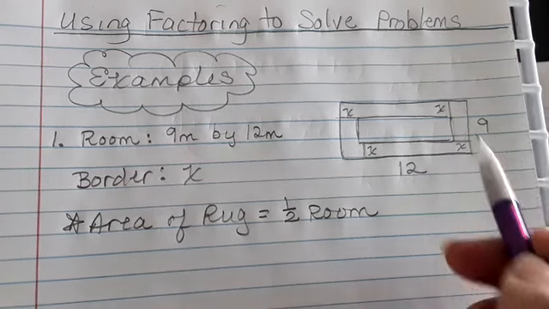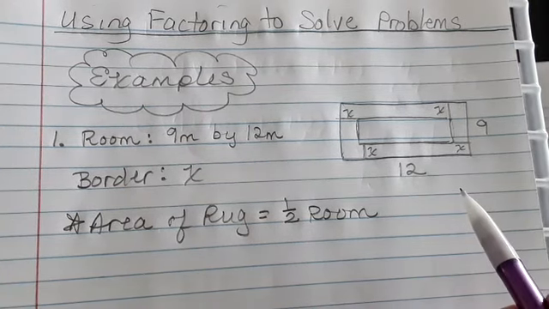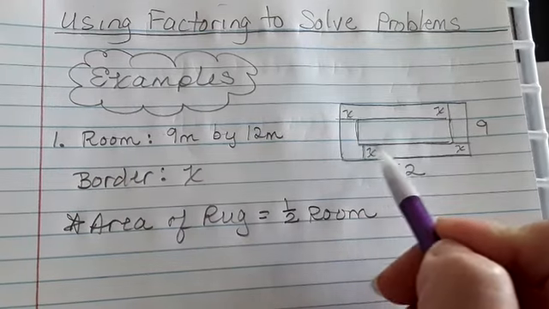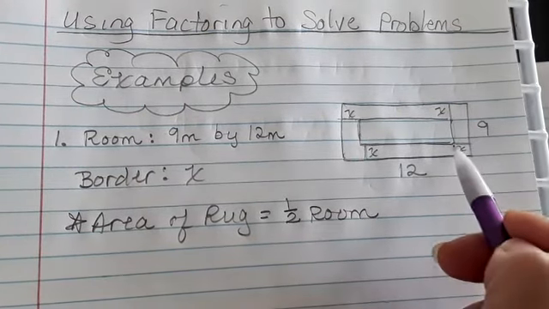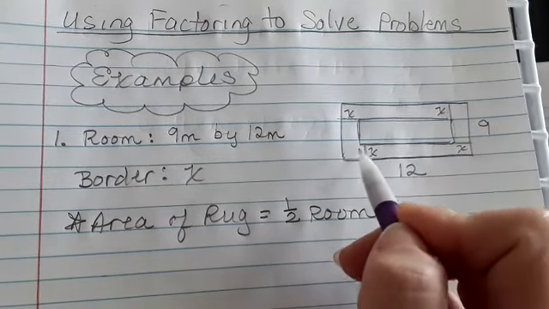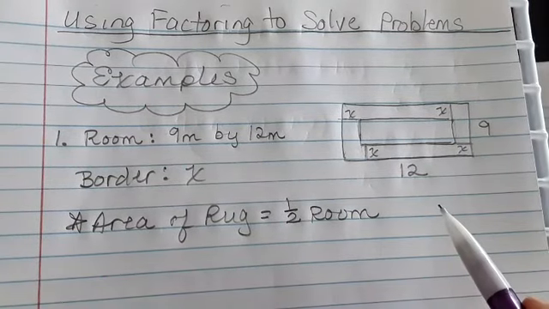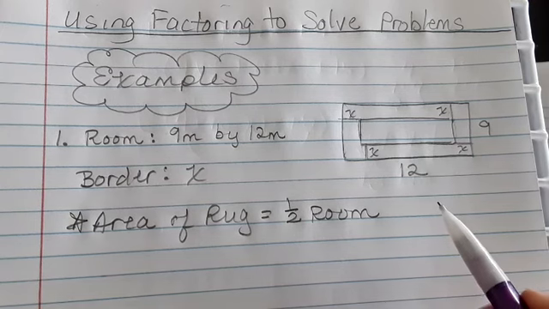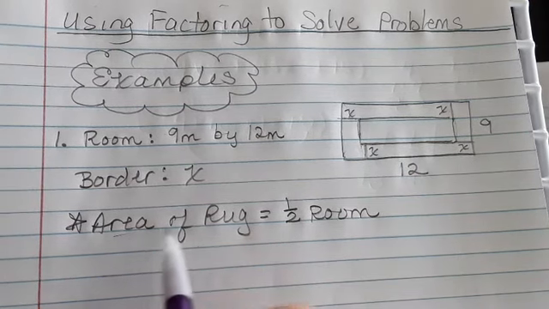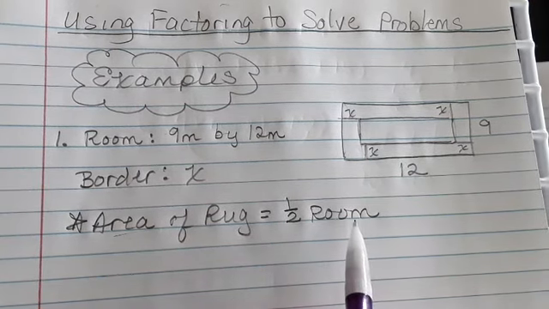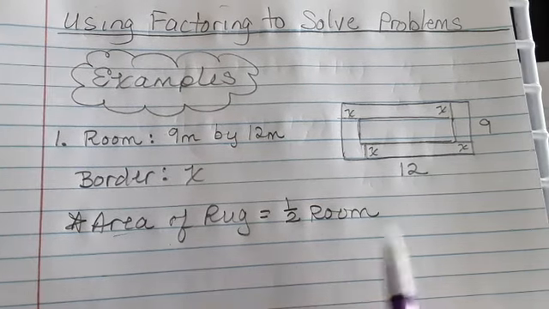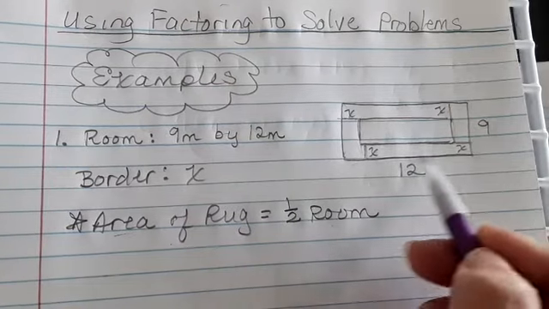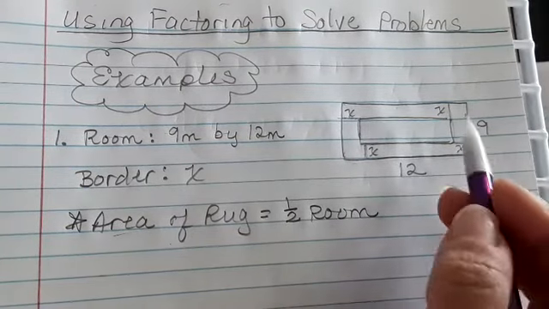So we know that we have a 9 by 12 room. We have an area rug inside that is half the area of the room, and the border that the rug leaves behind is x, and that's what we need to find. So we're going to use this to help us write our equation. We have to find a way to represent the area of the rug and set it equal to half the area of the room. That we can find. The area of the room would be 12 times 9.